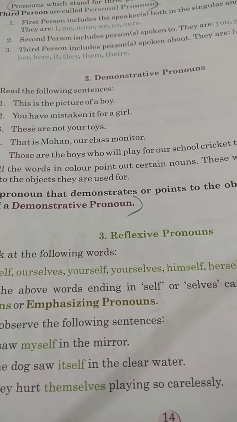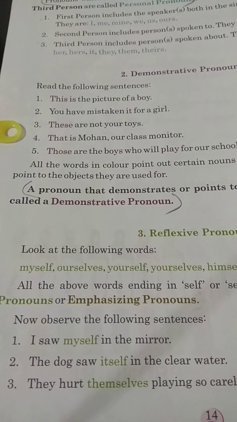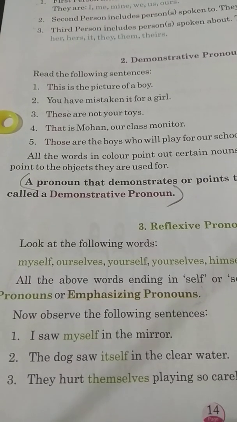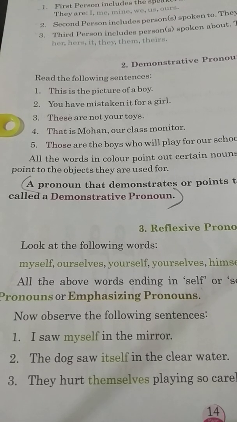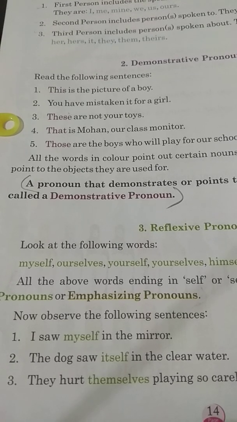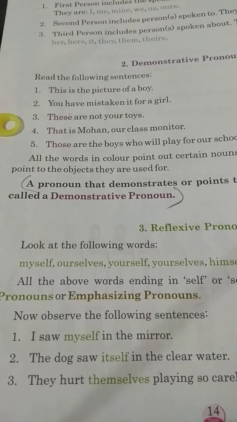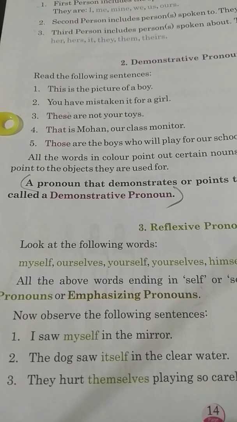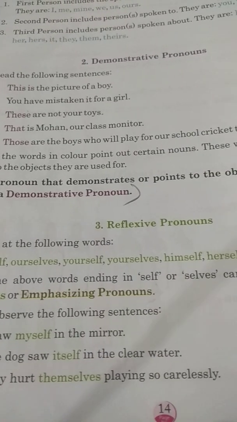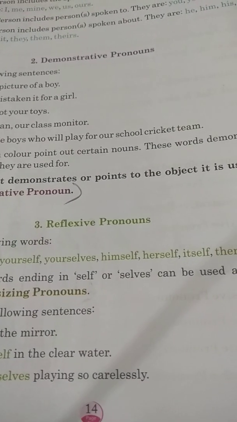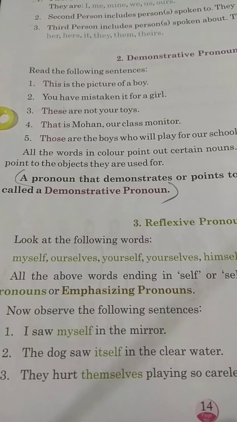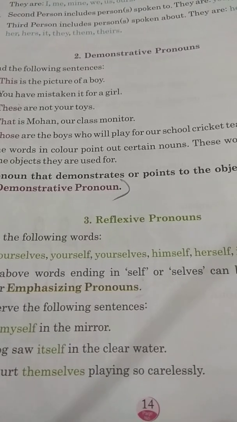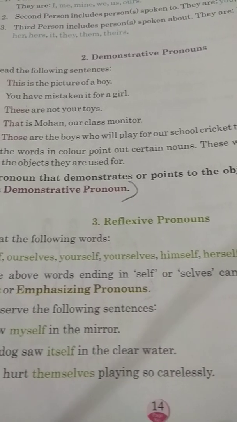Then demonstrative pronoun. Read the following sentences. This is the picture of a boy. You have mistaken it for a girl. These are not your toys. That is Mohan, our class monitor. Those are the boys who will play for our school cricket team. So, the words in color point out certain nouns.